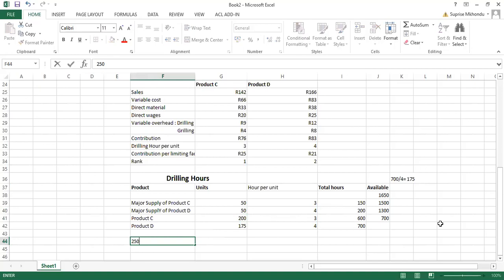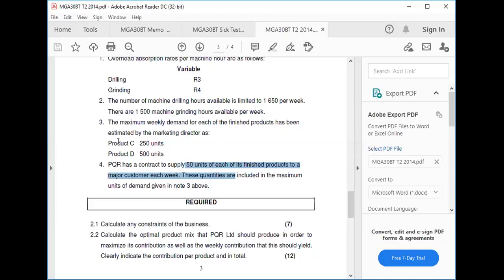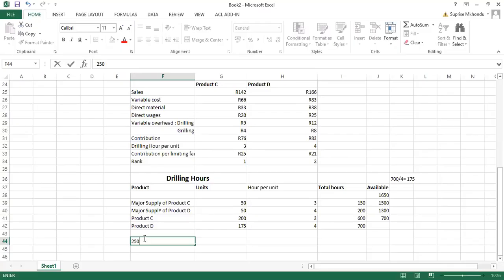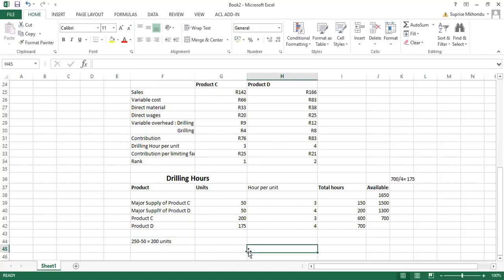Remember, guys, the maximum weekly demand means they can only sell 250 units of product C. Now we already sold 50 to our major supplier, so that means we'll be left with 200 units.